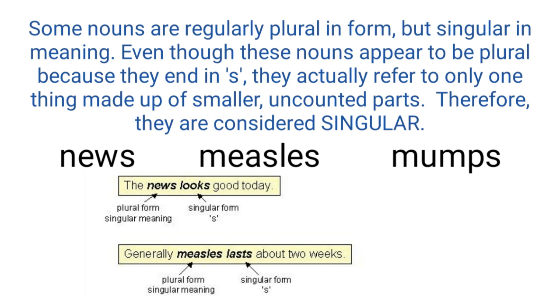Even though these nouns appear to be plural because they end in S, they actually refer to only one thing made up of smaller uncounted parts. Therefore, they are considered singular. Certain nouns will always confuse us. By seeing the noun, we'll think that it's plural because those nouns end with the letter S, like the words news, measles, mumps and all.